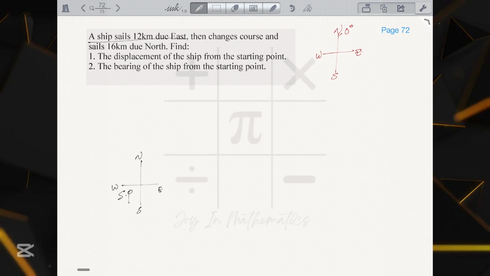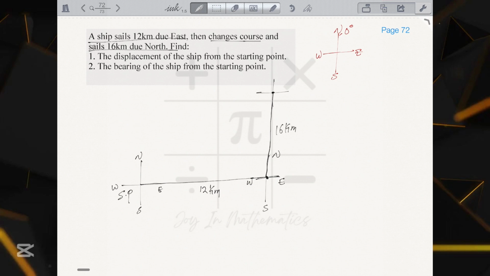So it moved 12 kilometers due east. So from the east direction, the ship moves 12 kilometers. And then it stops. Whenever it stops, we have the 4 cardinal points again, representing north, south, east, and west. And thereafter, it then changes course and sails 16 kilometers due north. So from here, it sails 16 kilometers due north. So it stops again, and we call this distance 16 kilometers.